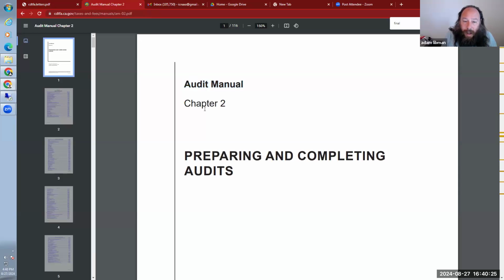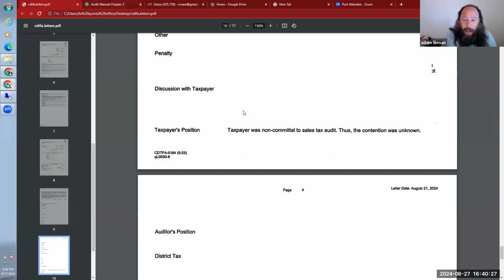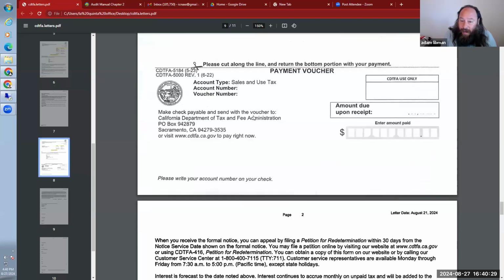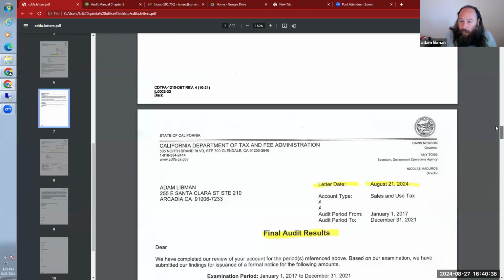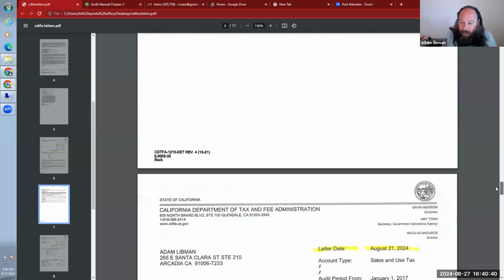But again, this is their manual. These are their rules, okay? You have 10 days. So look at this date, the letter date, August 21st. Now, let me share with you what they call their notice of determination.